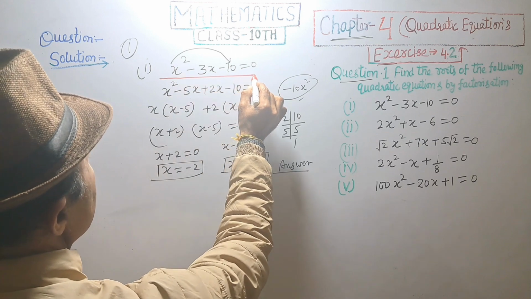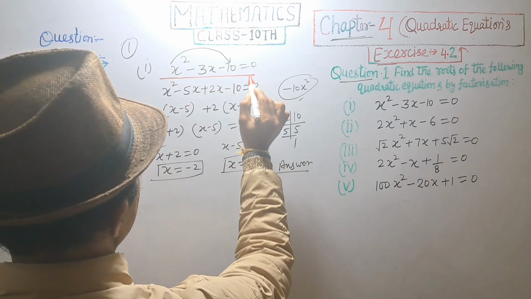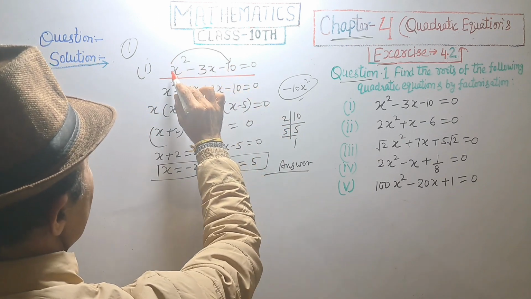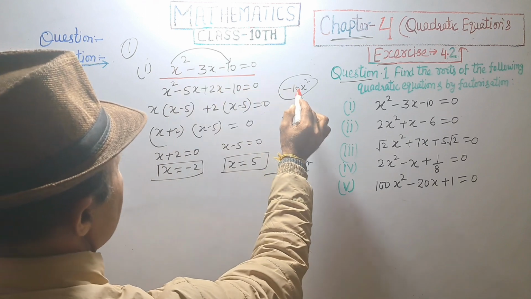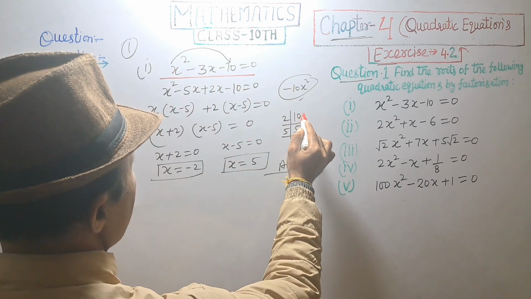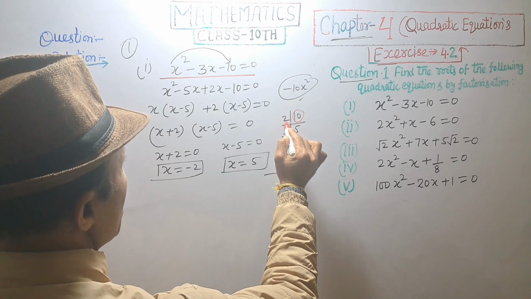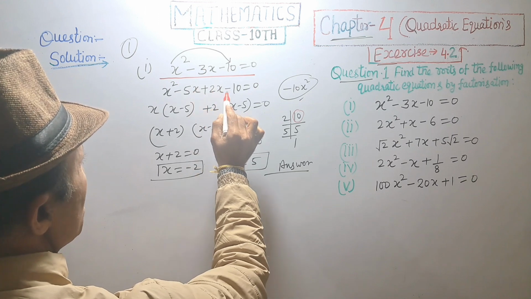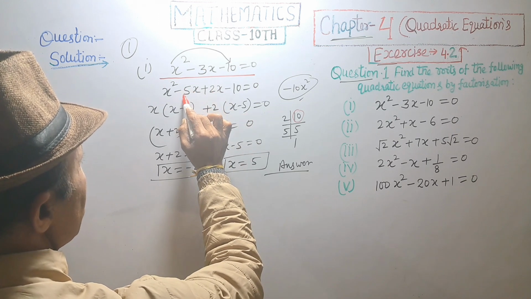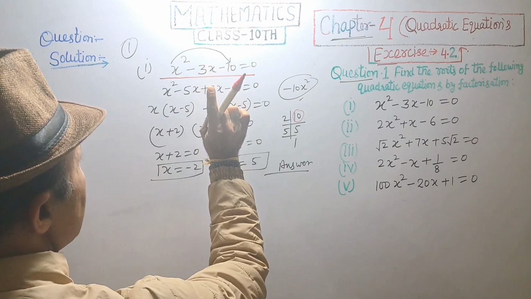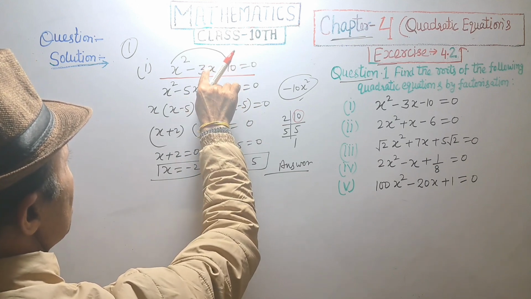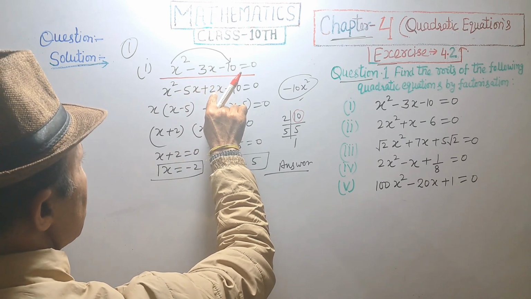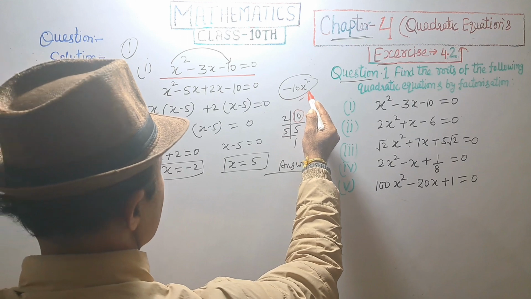Given question is x raised to power 2 minus 3x minus 10 equal to 0. Splitting middle term, product of first and last is minus 10x square and prime factorization of 10 equal to 2 into 5. Minus 5x plus 2x, that is equal to minus 3x, and product of minus 5x and 2x equal to minus 10x square.